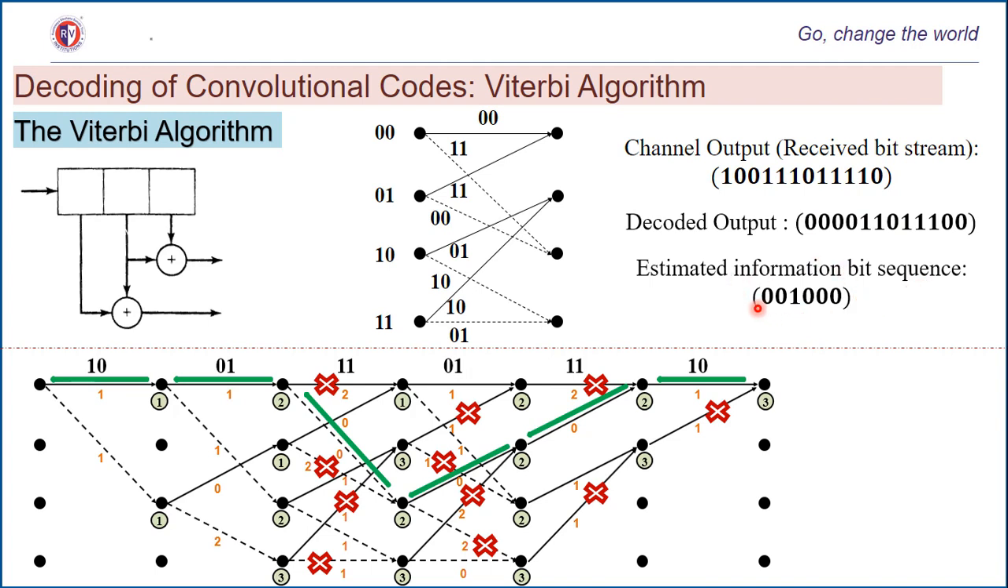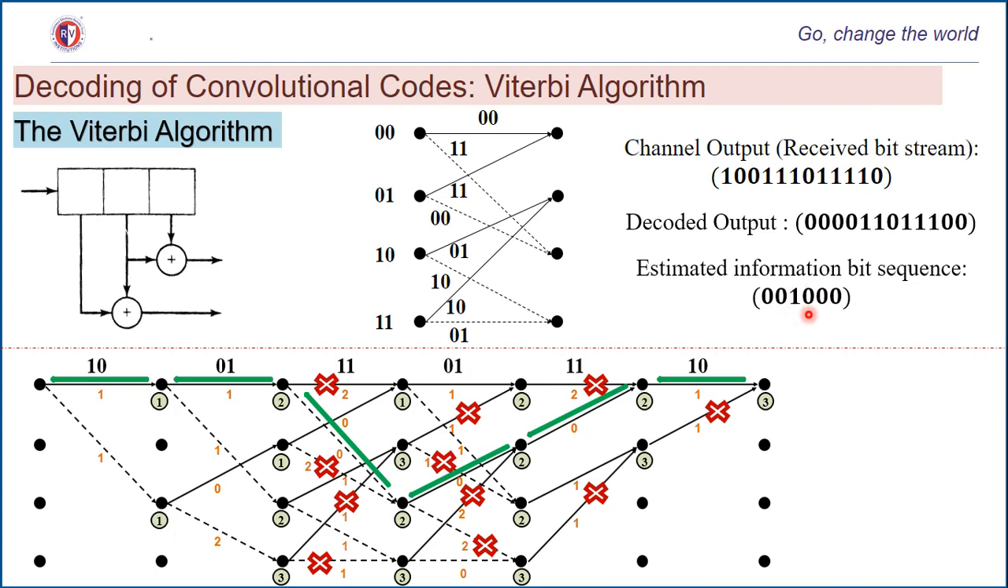We don't know whether this is correct or not because we don't have any information about the transmitted message sequence, and hence this may or may not be correct. This will have its own probability of error, but we know that the bit error rate is very, very low, even though we don't have any information about the original information that was transmitted from the transmitter end.